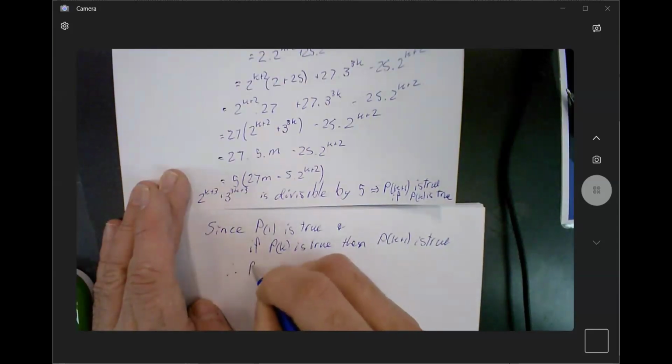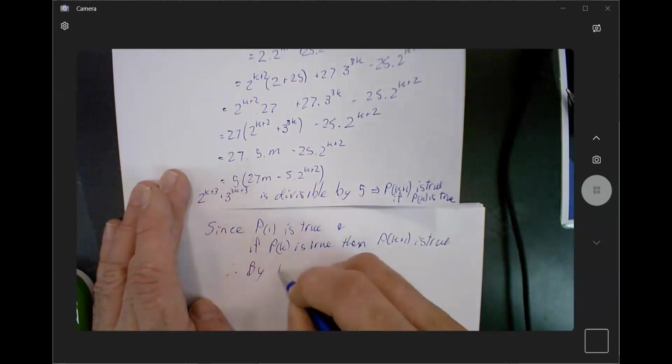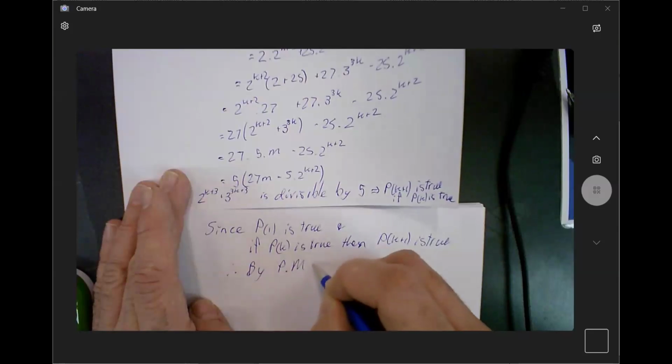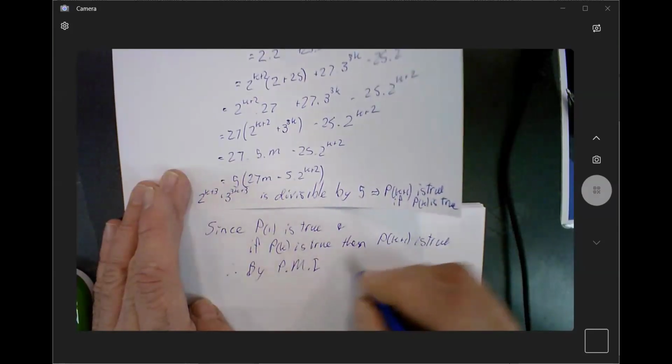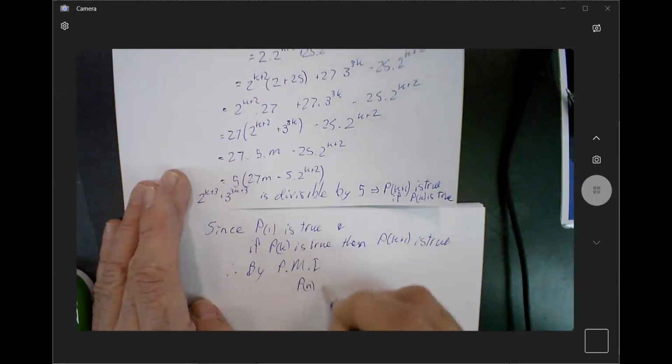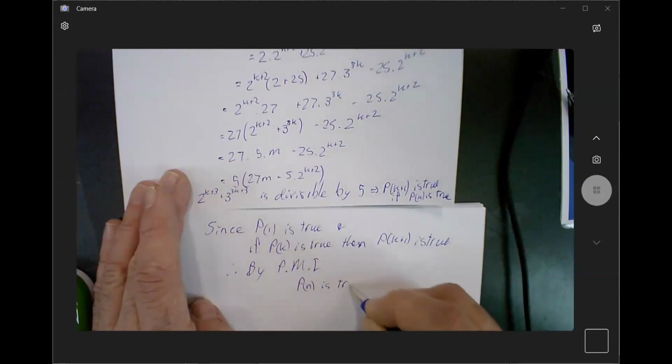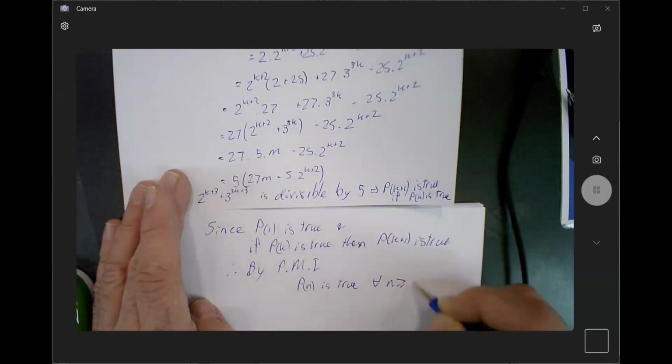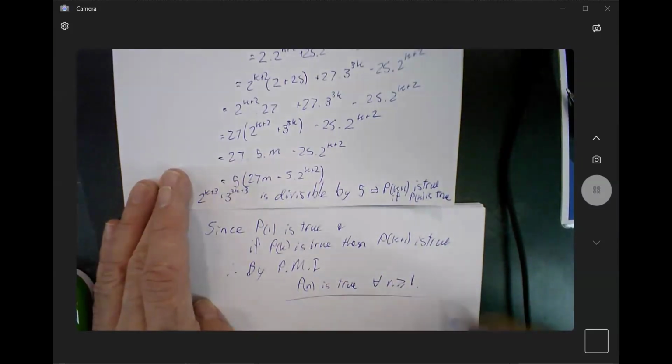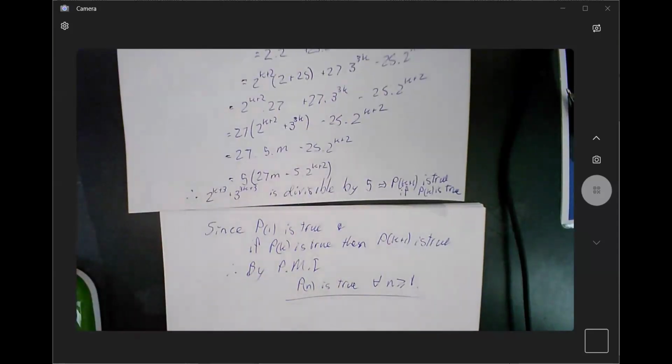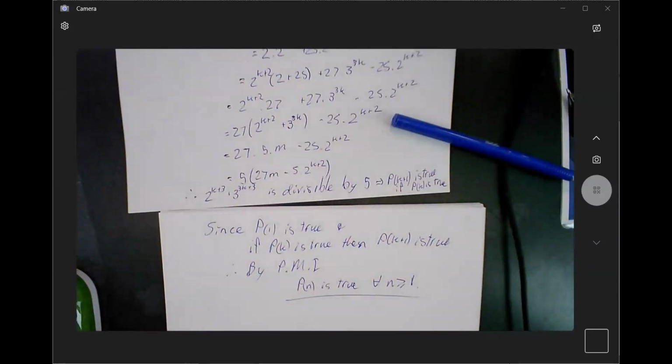Therefore, by principle of mathematical induction, Pn is true for all n greater than or equal to 1. All right. I need to finish that statement.